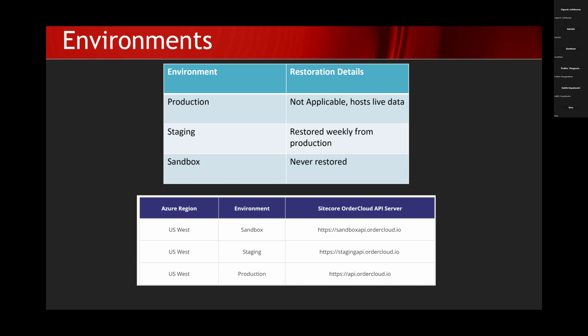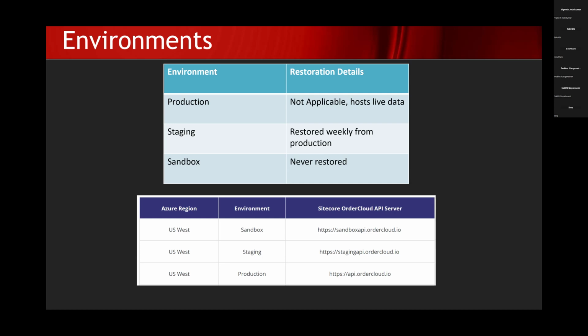US because we have 3 environments. I want to showcase those 3 environments: sandbox, staging, and production. And you can see the sample URL also. It starts with sandbox API for sandbox. For staging, it starts with staging API, and for production, it starts with API.